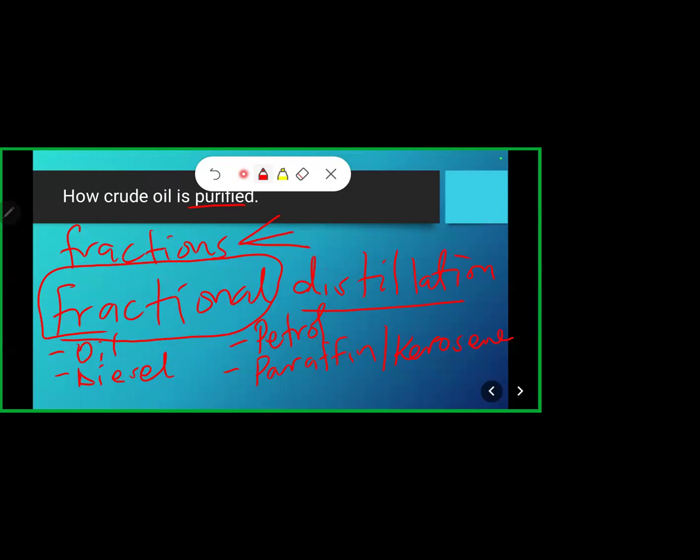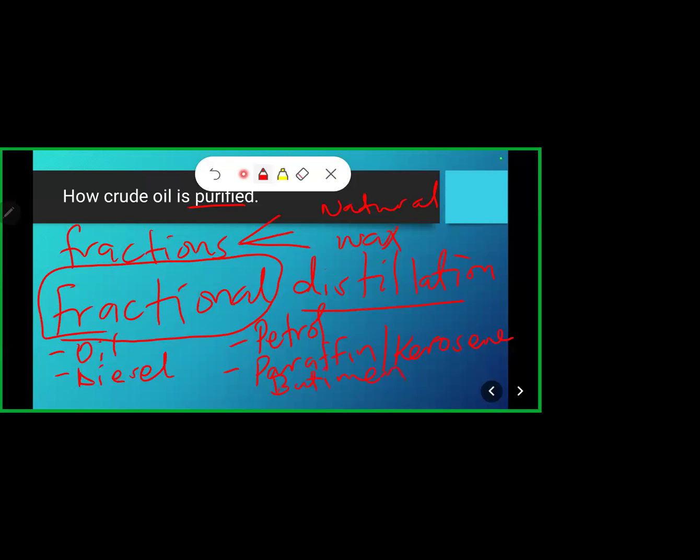But thank you. So we look at the different fractions. We have natural gas or gas. We have petrol, we have kerosene or paraffin. Please choose one of those words. Don't use both of them because they are the same thing. Then we have diesel. We have lubricating oil, which someone called oil. We have wax. And then we have bitumen. I don't know how many of us have heard of that one. We have bitumen. So those are the different fractions we are going to obtain while using fractional distillation.